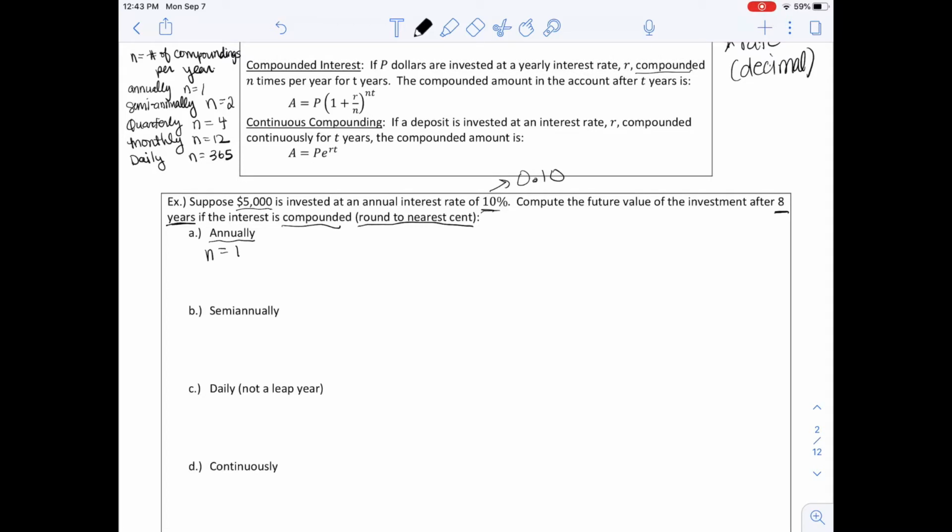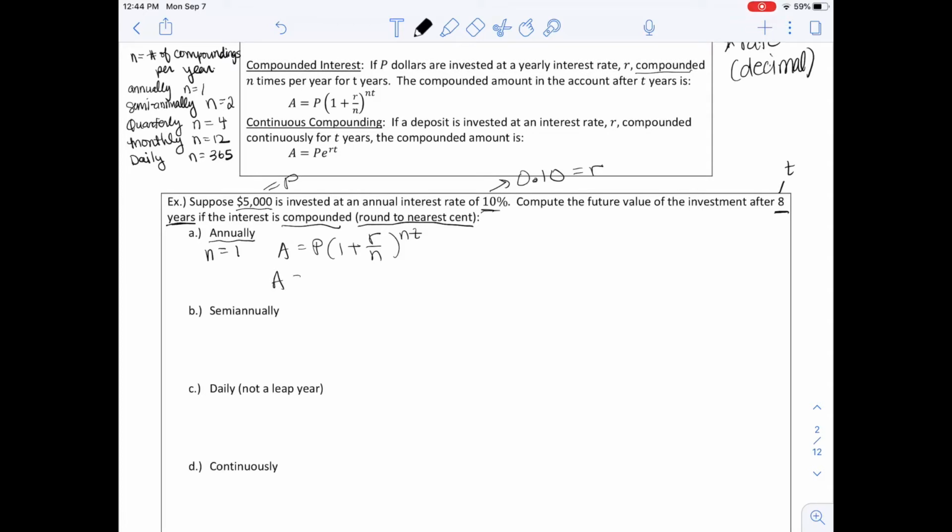We have also been given a lot of information here. This 0.10 is our rate, or R. 8 years would be our T, so T is equal to 8. And this amount is our principal, P. So our formula from up above is A equals P times 1 plus R over N raised to the N times T. At this point, we have everything: P, R, N, and T.